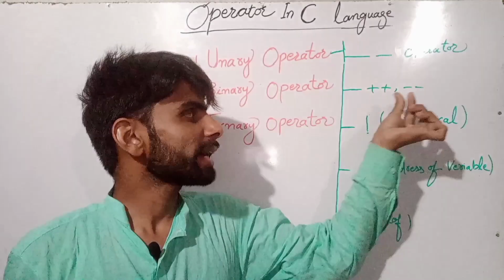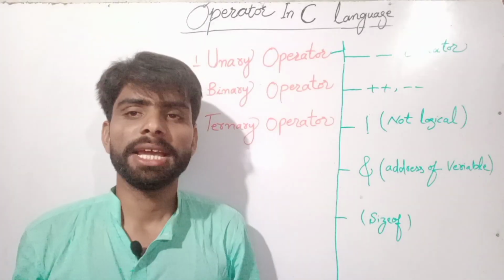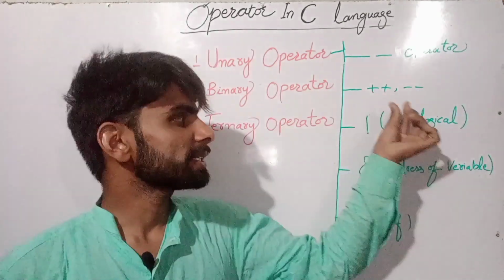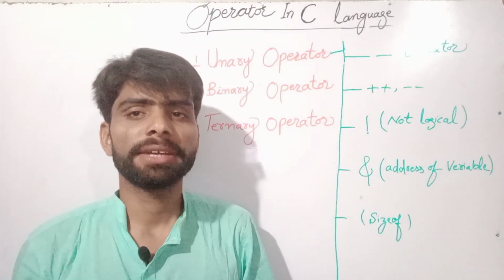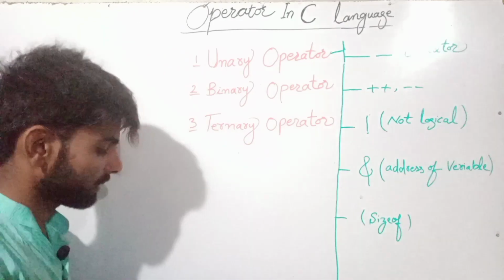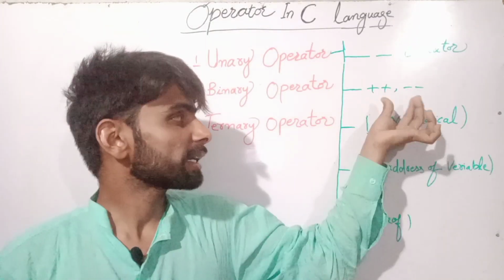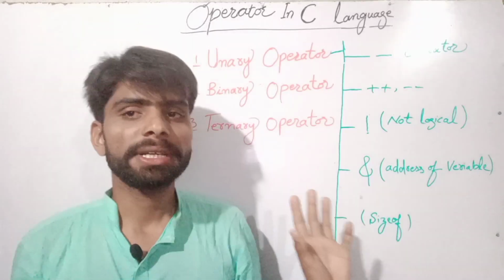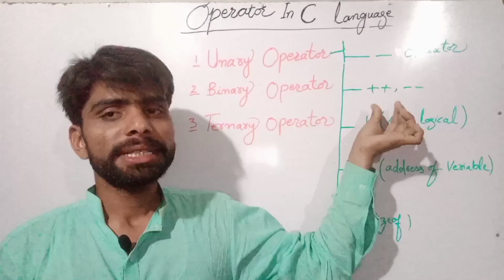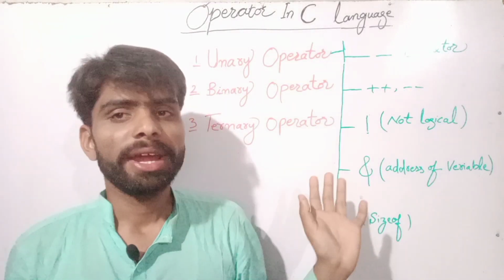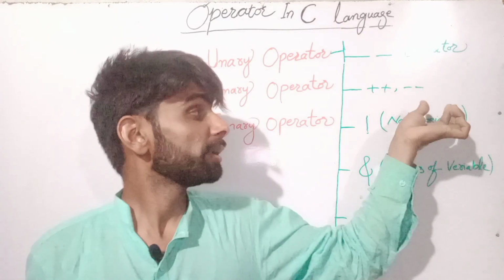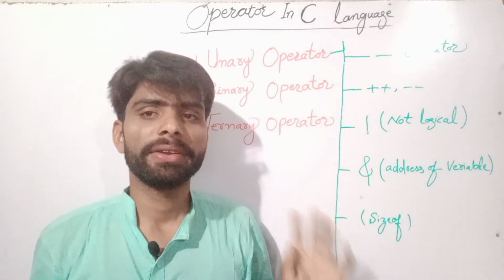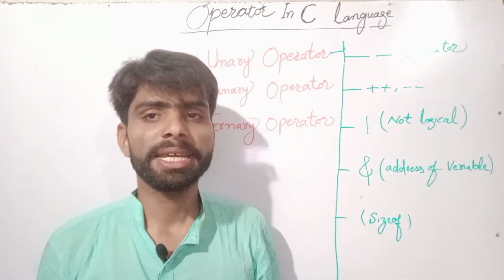Now we will understand the increment and decrement operators in the C language. The basic purpose of the increment operator is adding 1, and the decrement operator subtracts 1. Let's understand it with an example.